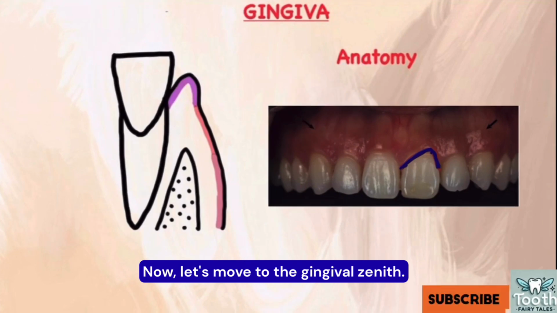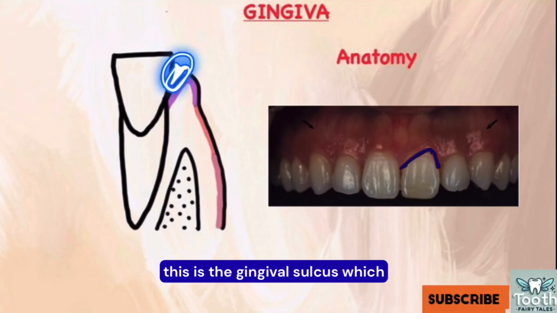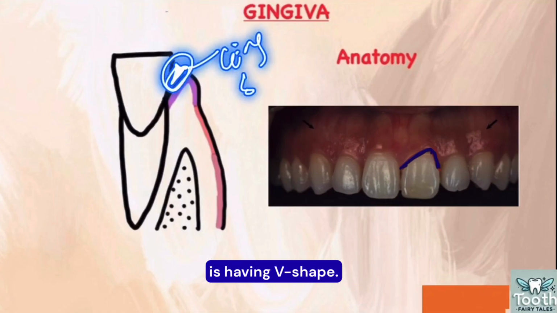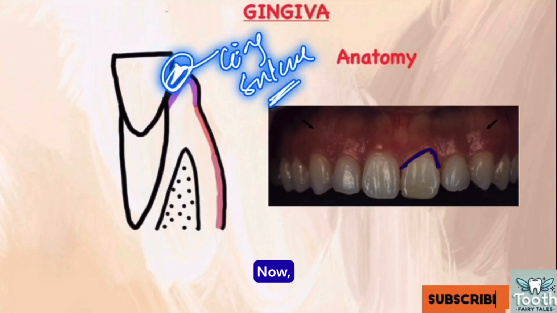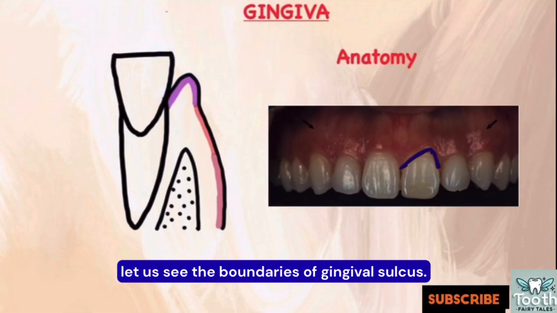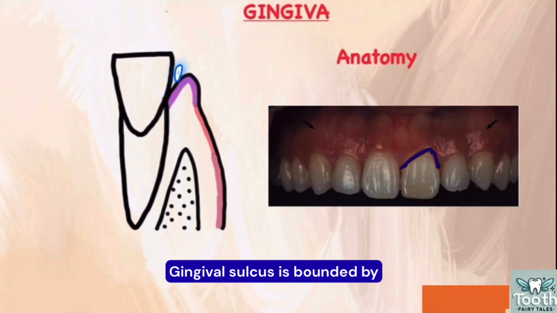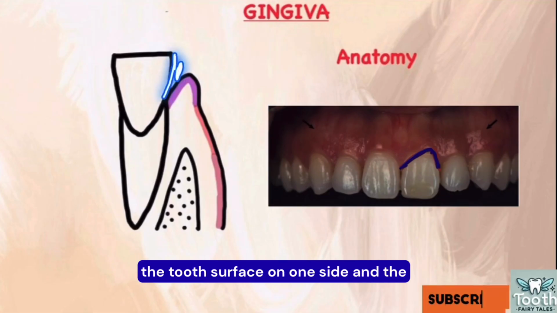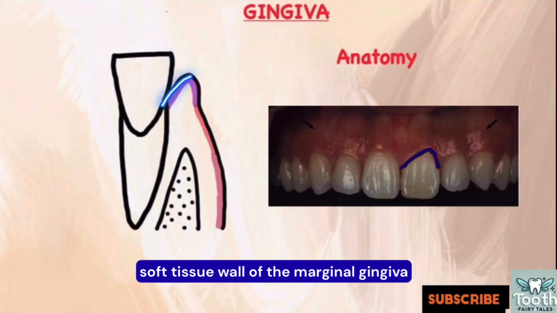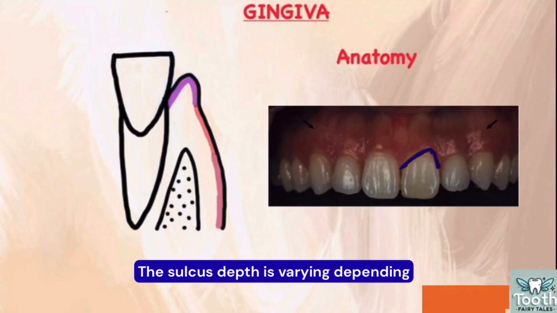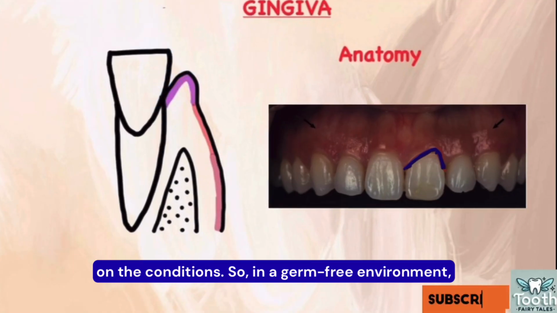Now let's move to the gingival sulcus. Gingival sulcus is a V-shaped crevice or a space around the tooth. So this is the gingival sulcus, which is having V shape. Now let us see the boundaries of gingival sulcus. Gingival sulcus is bounded by the tooth surface on one side and the soft tissue wall of the marginal gingiva on the other side. The sulcus depth is varying depending on the conditions.